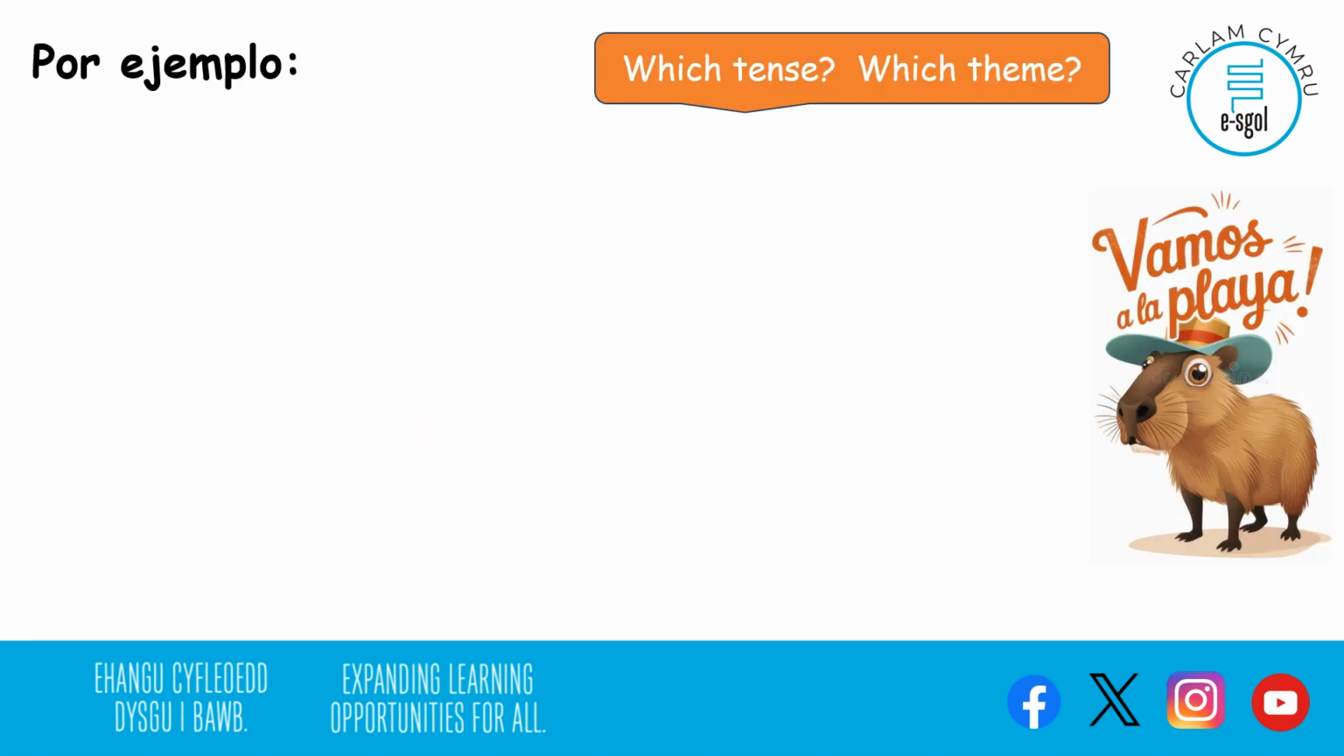So here are some examples, and I'm going to give you a few seconds with each sentence to work out the tense and the theme. Okay, so which tense and which theme in each of these examples. Number one, voy al gimnasio con mi hermano. Which tense, which theme? Okay, I'm sure you don't need long for that one. It's the present tense, of course, and the theme is health and fitness or leisure. Let's try the next one.